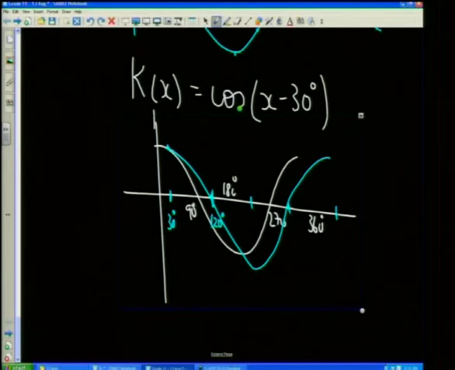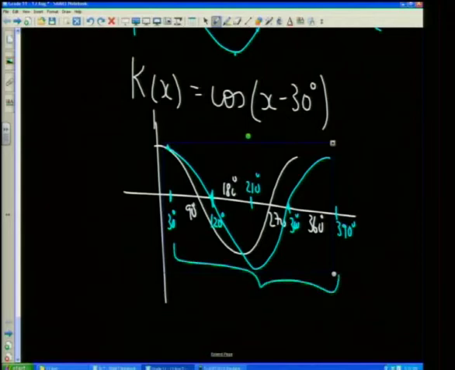So my 0, my negative 1 is now 210, 270 plus 30 would be 300, and this one would be at 390. So my period is still 360 degrees. Very important, my period's still 360 degrees. So from max to max, I'm still getting 360 degrees. However, every single value has shifted to the right by 30 degrees.